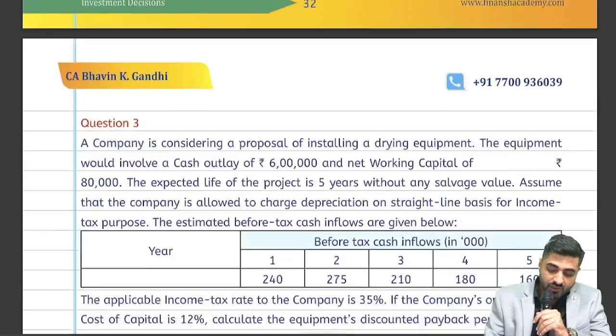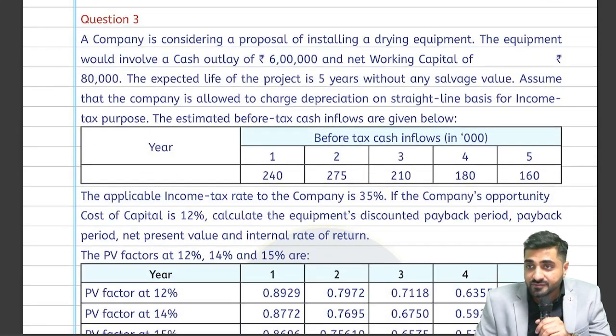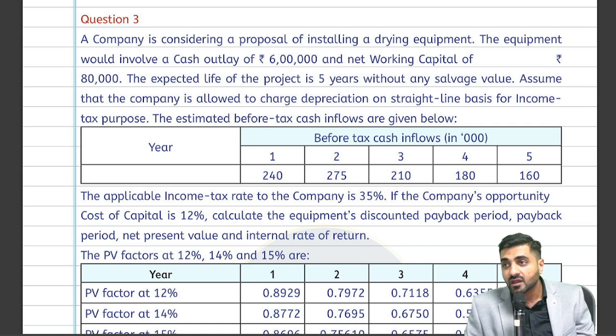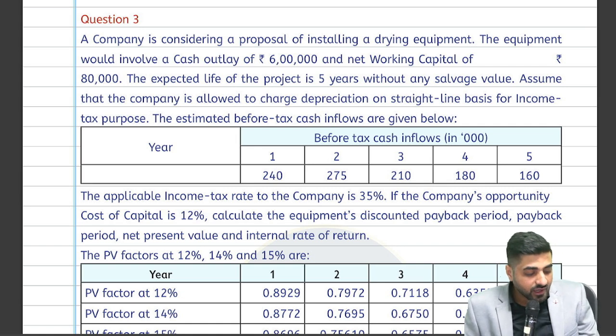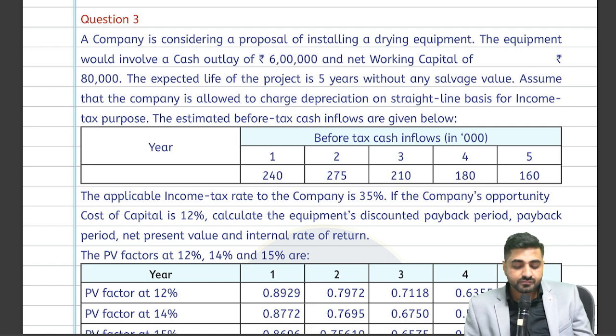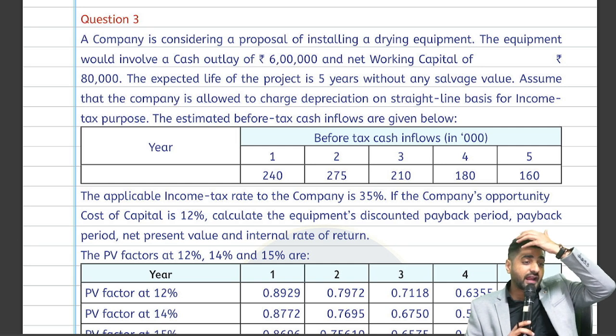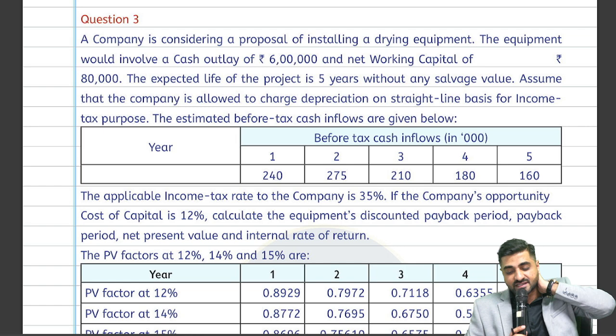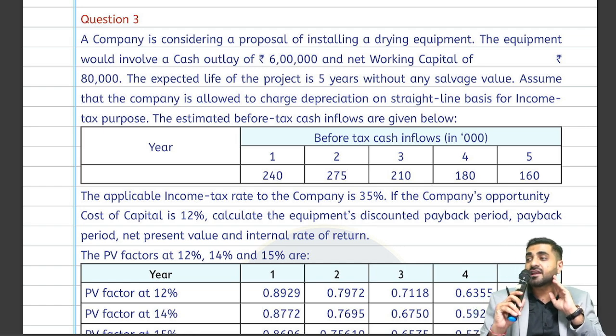Okay. Then come to question number 3. Now see, in question number 3, what is given to you? A company is considering a proposal of installing a drying equipment. The equipment will involve a cash outlay of rupees 6 lakhs. Can I say this is nothing but your PV of CO? Yes or no?